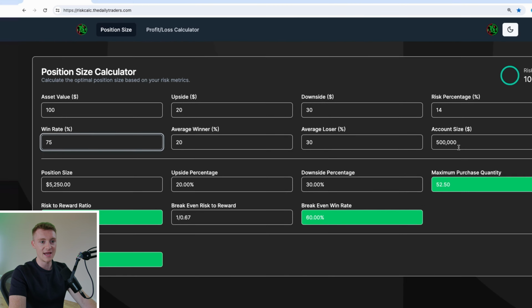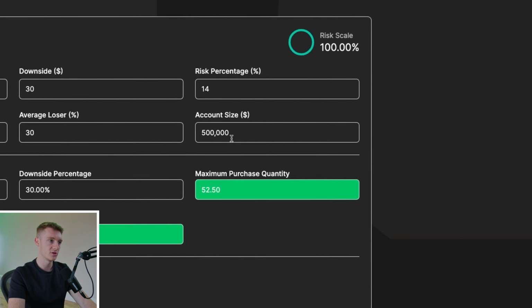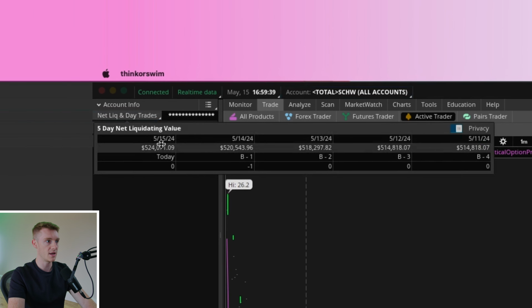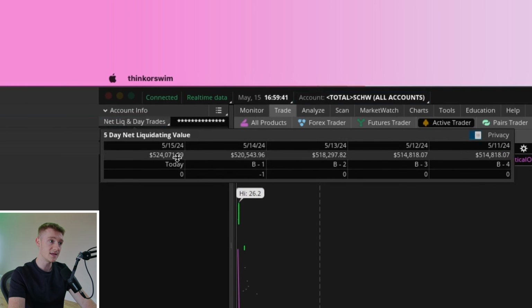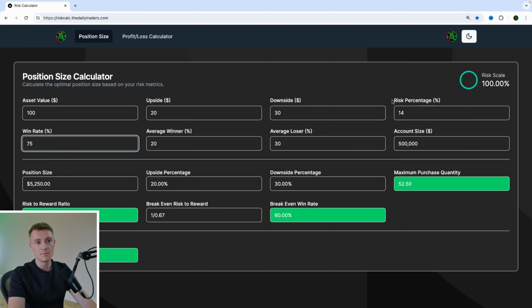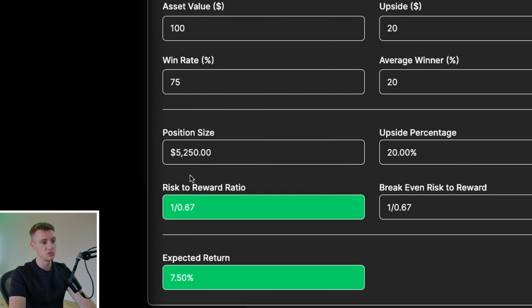And based off of my account size, which is $500,000, because that is the amount of capital I trade with, and I can show you right here, $524,000 in my brokerage account. You can see this is connected real-time data. This is a live account. Well, we can see based off of that and my desired risk, my position size is sitting at $5,250.